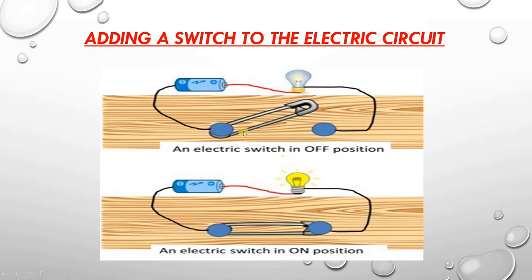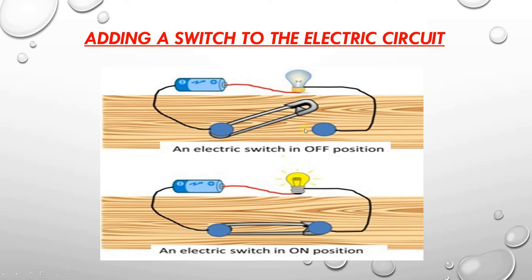Now here you see in the circuit, this one is number one circuit. Here we have used a safety pin. The safety pin is not touching the other drawing pin. So the switch is in the off position. Switch in the off position means what? There is a gap between the end of the safety pin and the second drawing pin. Here you see, this is the drawing pin. This is the safety pin. Here is a gap.